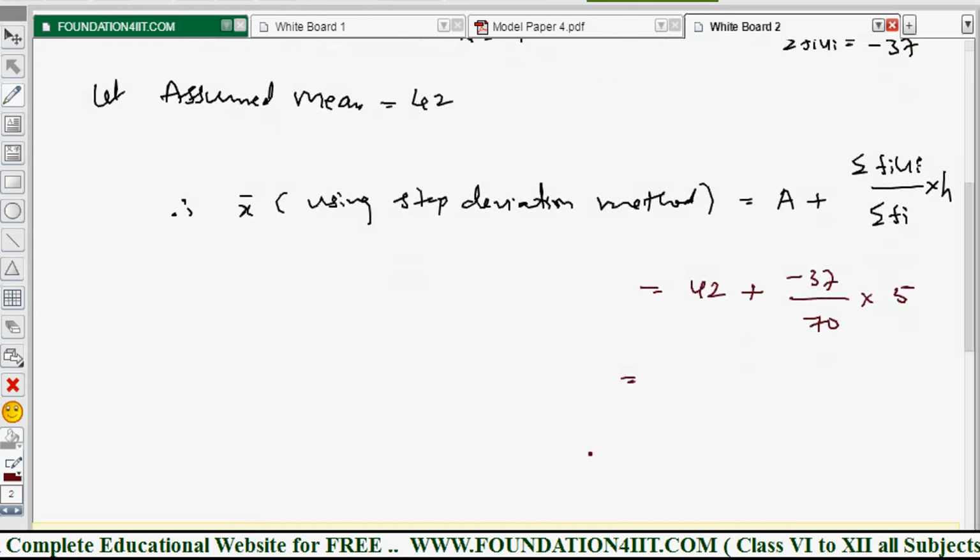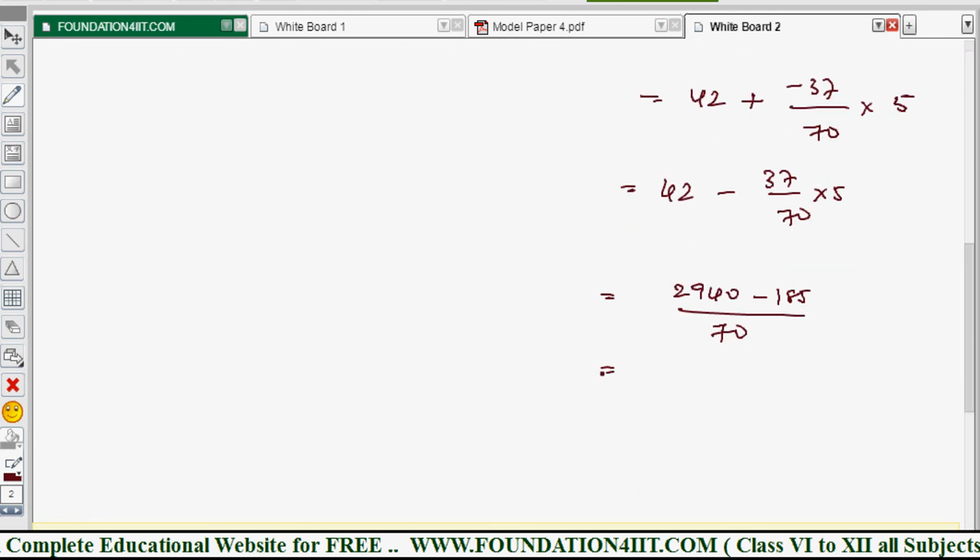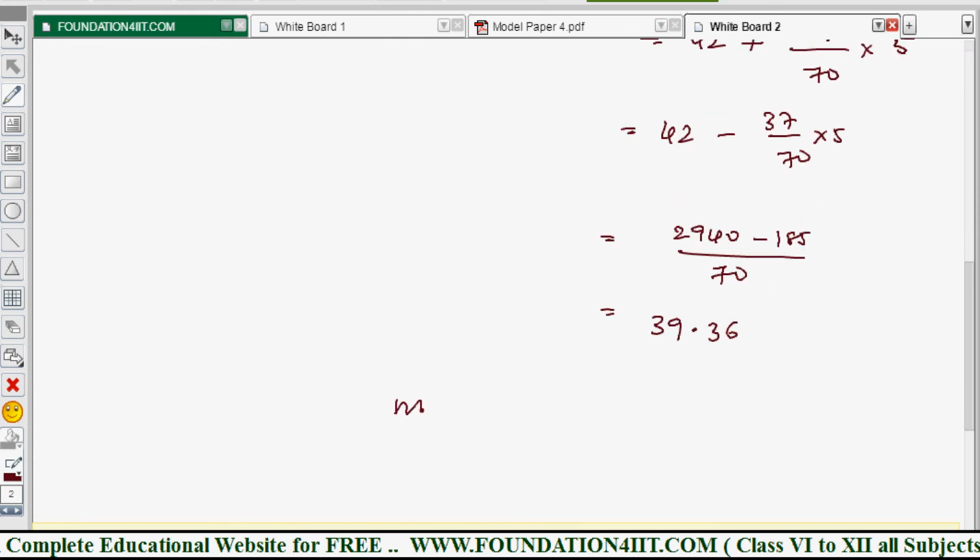To simplify this, plus into minus is minus. So 42 minus 37 by 70 into 5. Then take the LCM of 70. 42 into 70 is 2940, minus 185. Just subtract and divide by 70, you will get 39.36. Just use a calculator.